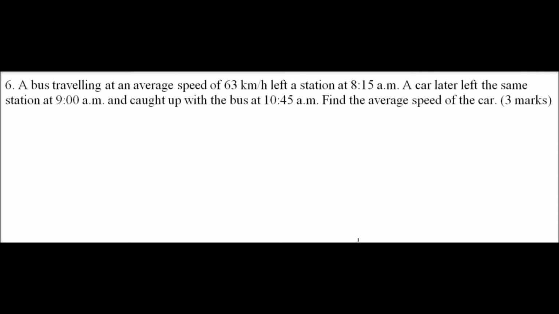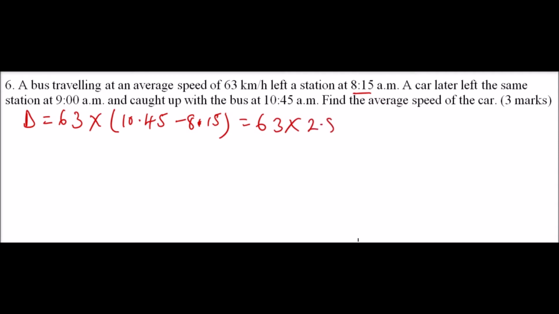So we can say, since the bus started the journey at 8:15, then distance covered is equal to the speed times time, multiplied by the time, which is 10:45 minus 8:15, and that should give you 63 multiplied by 2.5, and it means the distance covered by the bus is 157.5 kilometers.